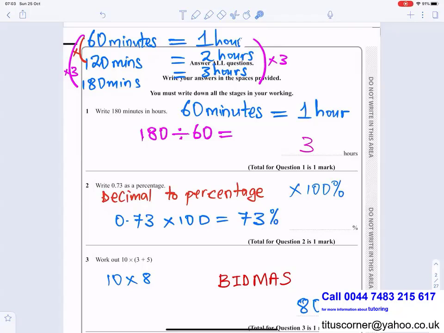You move the decimal place 2 places to the right. You start from where it is. The decimal place is there. You move it 1, 2, and it goes in front. So it's just 73%.